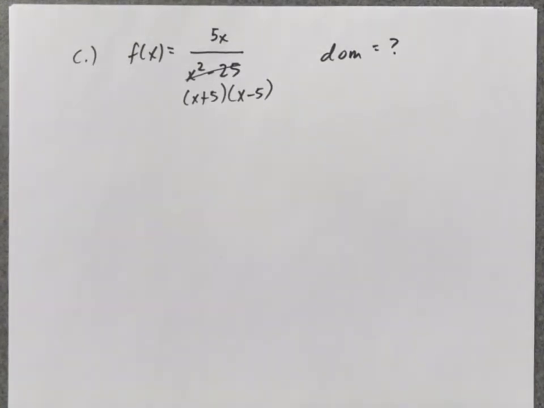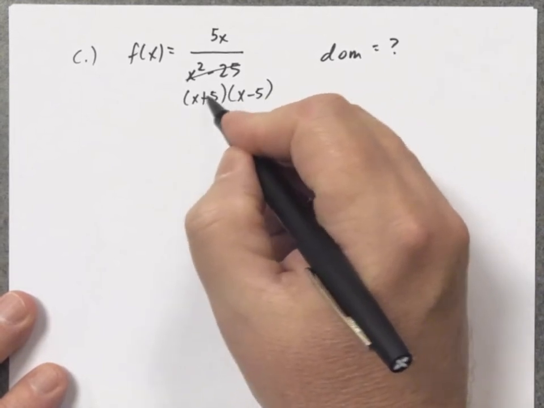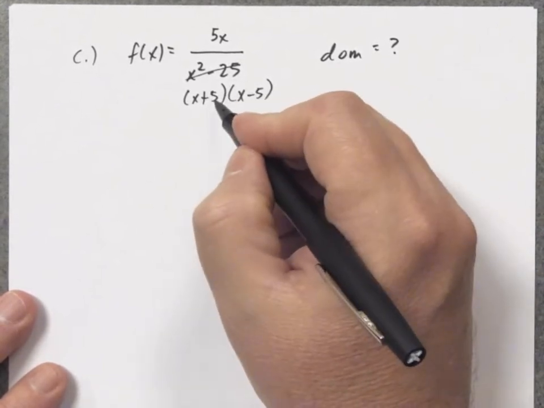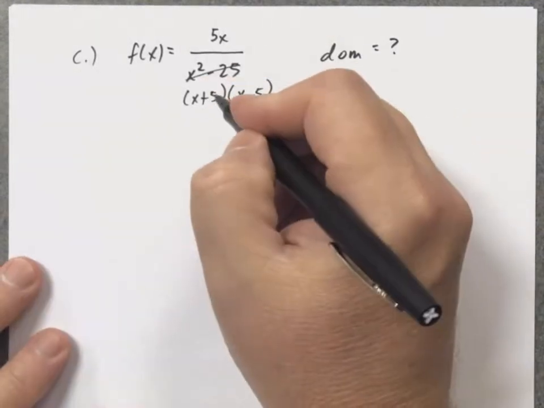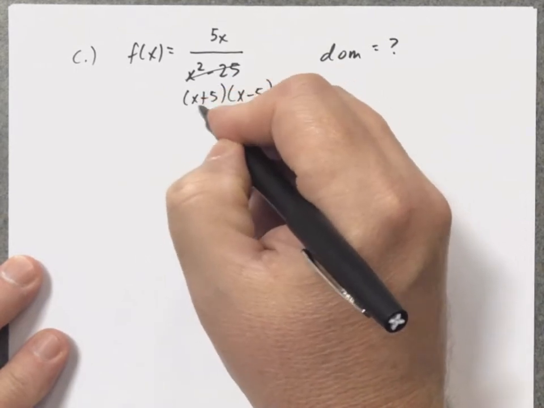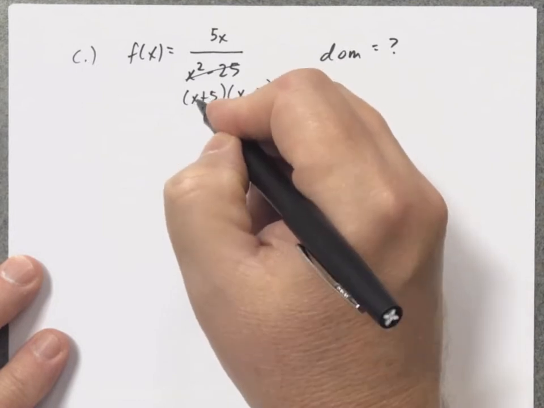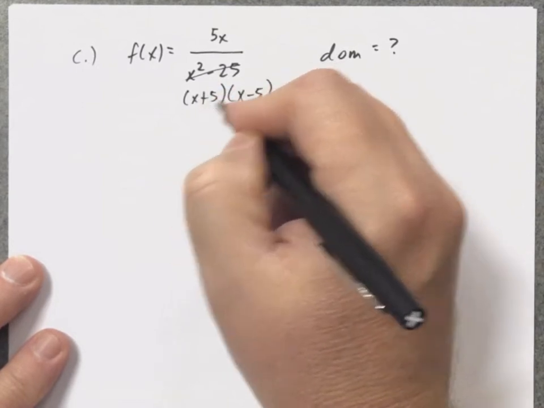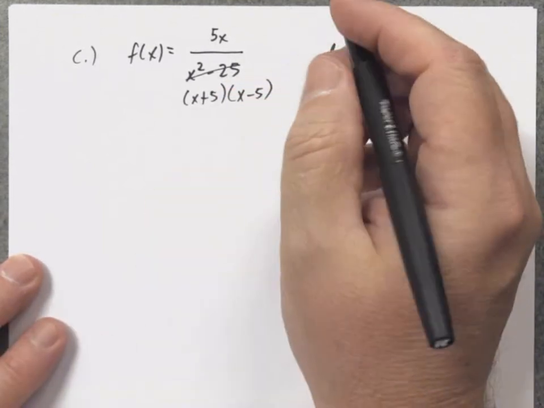So now that I've factored, you notice we have these two parentheses multiplied. If either one of these parentheses equals 0, then the whole denominator is 0, and that's a problem. So let's figure out which values of x are going to cause the denominator to be 0. So if I look at this first parenthesis, what value of x would cause this first parenthesis to equal 0? Well, -5. If you plug in a -5 for x, -5 plus 5 is 0. 0 times this parenthesis, the whole denominator is 0, and then we got a problem.